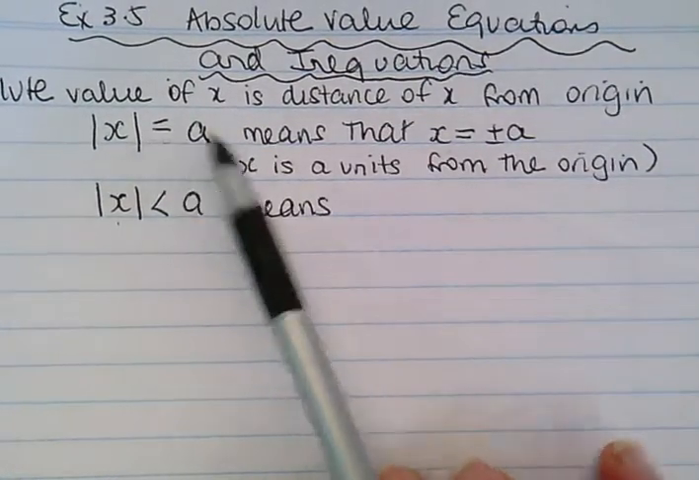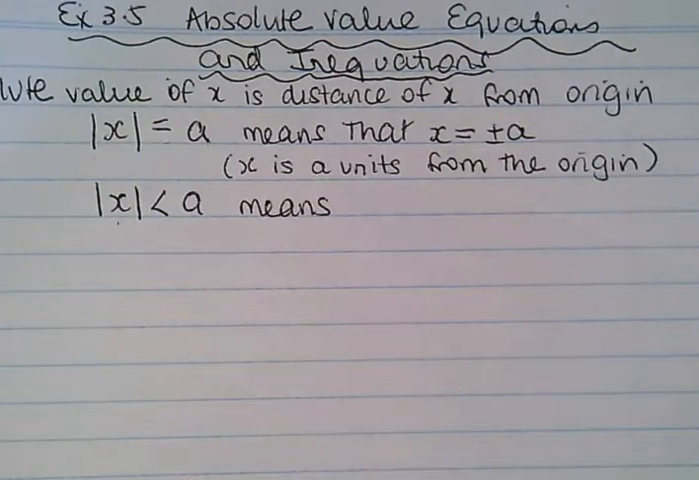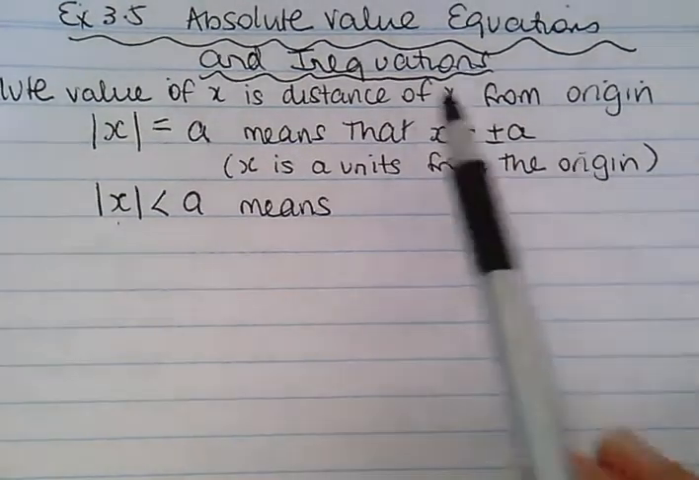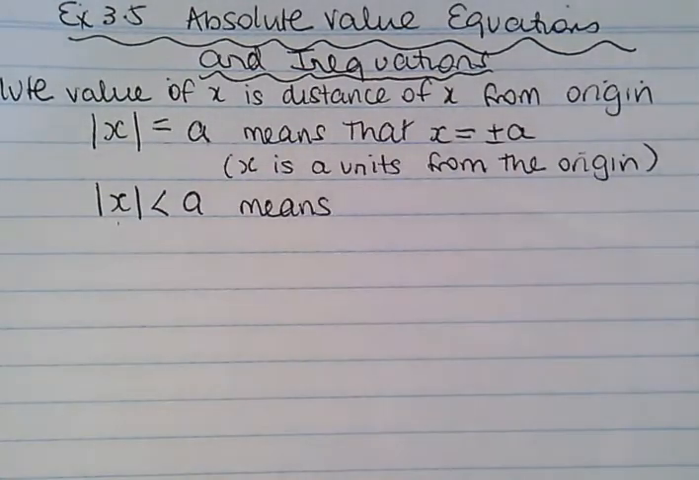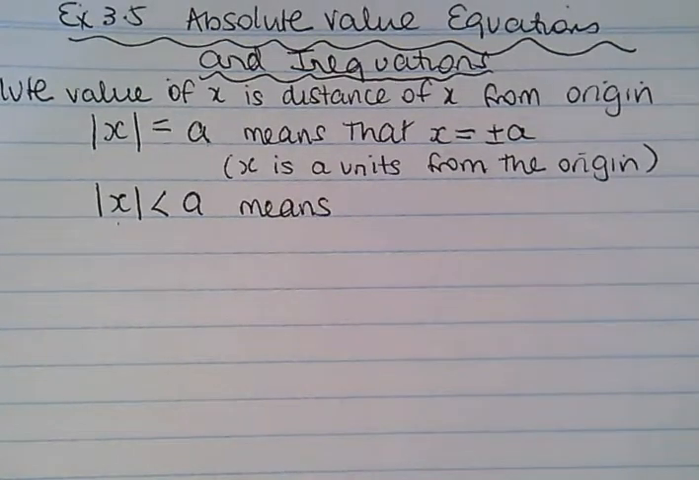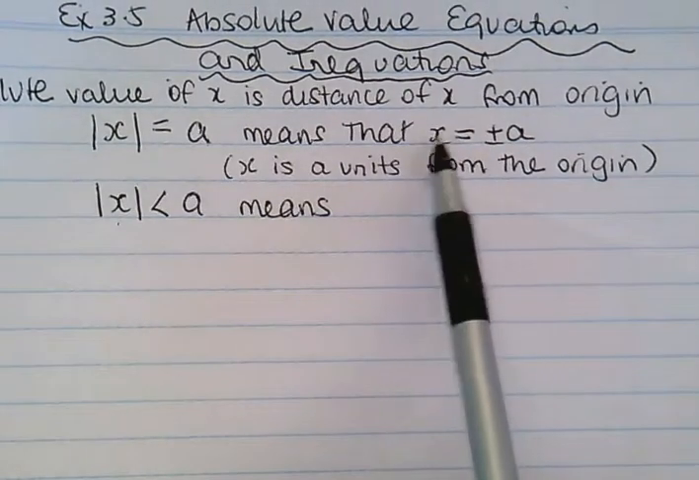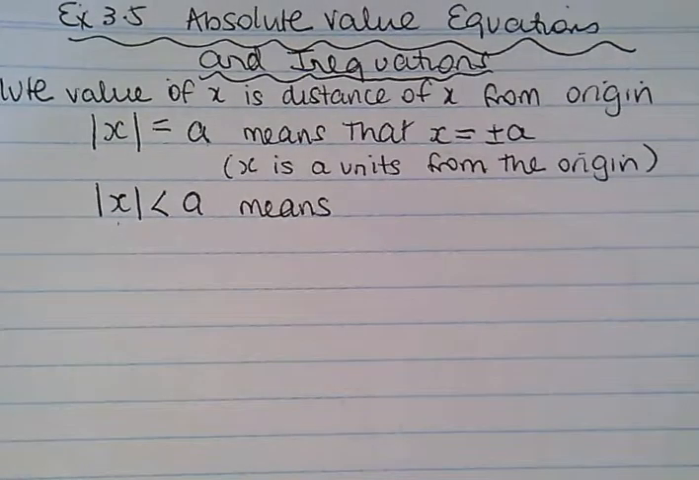If the absolute value of x is a, then x is a units from the origin. All right? Could be from the left or on the right. That means that x could be positive a or negative a. It could be on the left of the origin or the right of the origin.